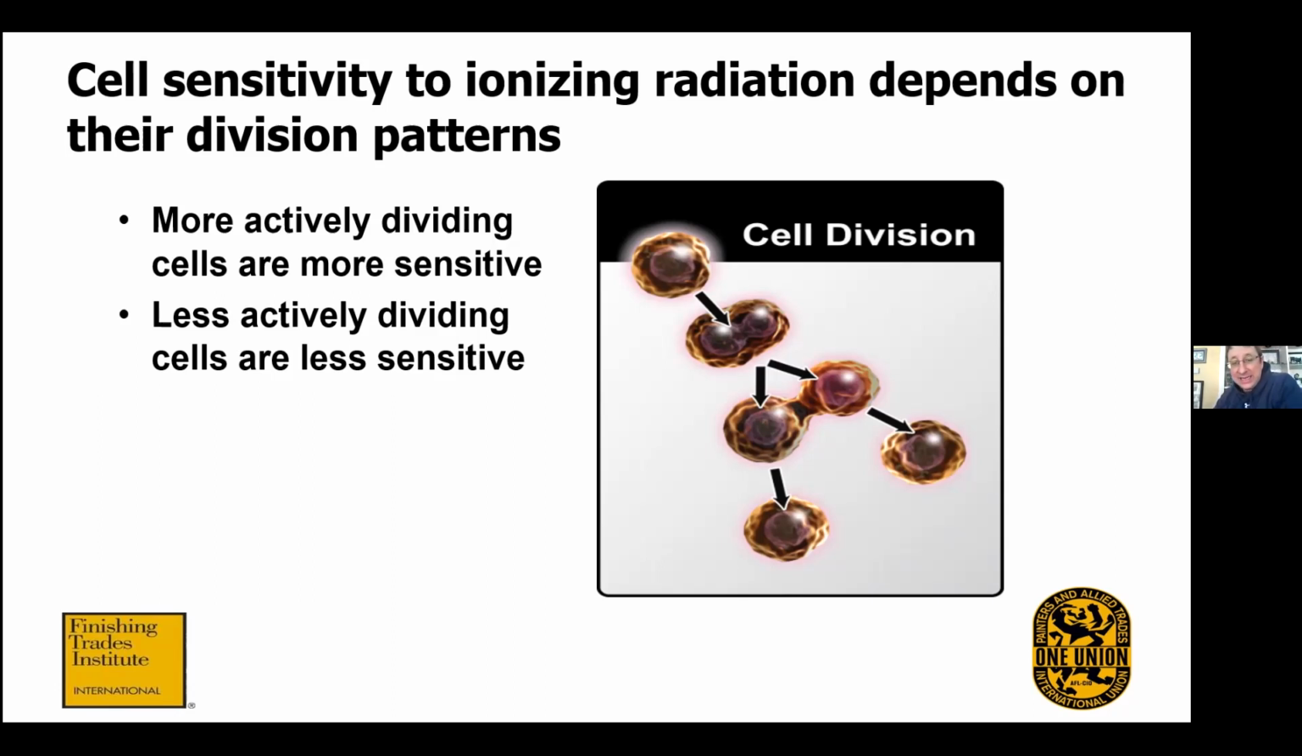Less actively dividing cells are things like the brain and central nervous system tissues. Believe it or not, that gray matter doesn't replace itself, which is why we want to keep all those neurons up here in good working order, because they don't replace easily. All right, good.